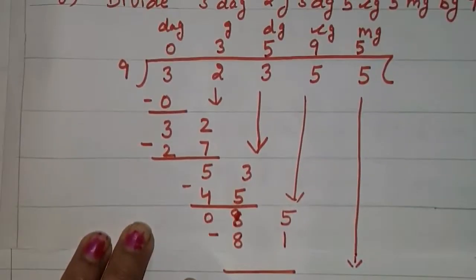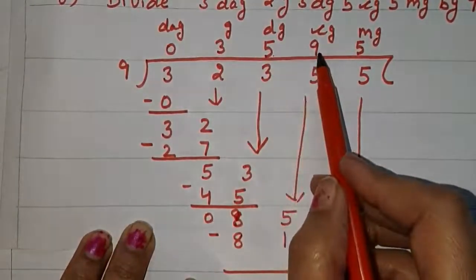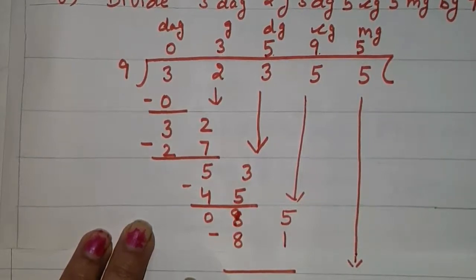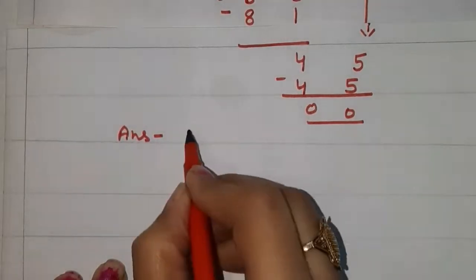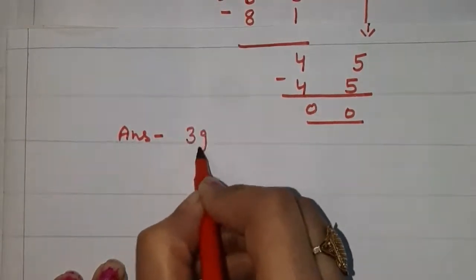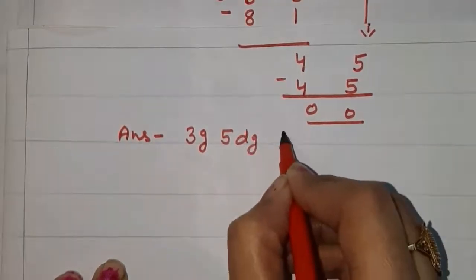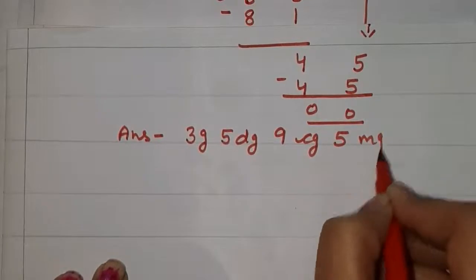So what have you got? 3 gram, 5 decigram, 9 centigram, 5 milligram. Write down the answer at last. 0 decagram, no need to write down. 3 gram, 5 decigram, 9 centigram and 5 milligram.